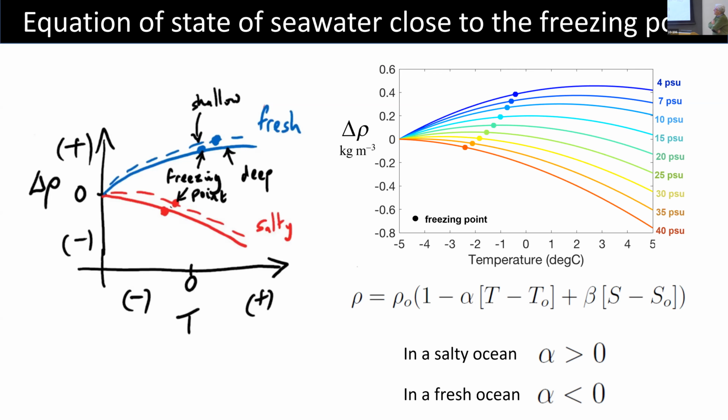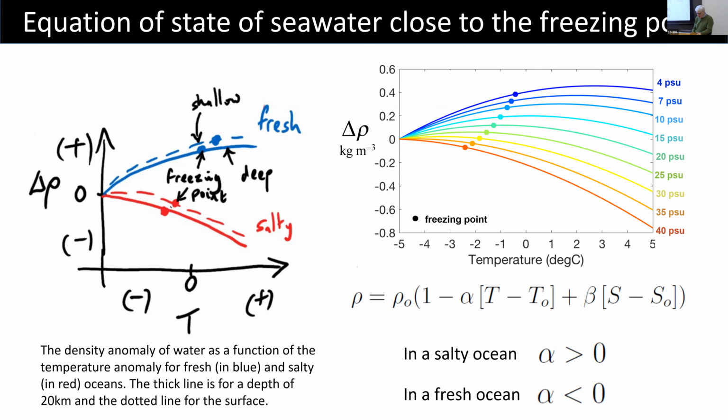So there's another effect that I've sketched out here. This is the freezing point, these dots here: there's a suppression of the freezing point of water at great depth. So the dotted line is shallow, the continuous line is deep. So the water freezes at a colder temperature if it's deep, at high pressure, than if it's at low pressure. That's really important.